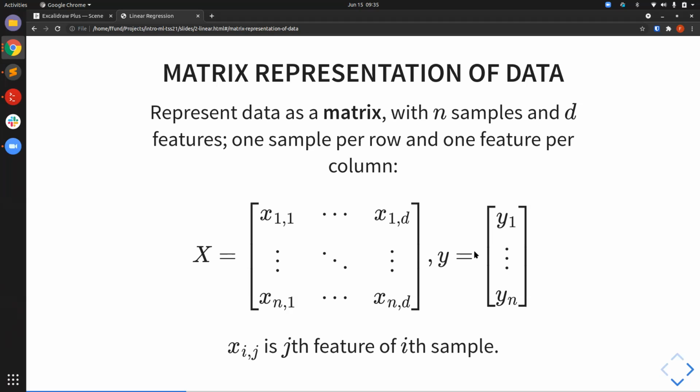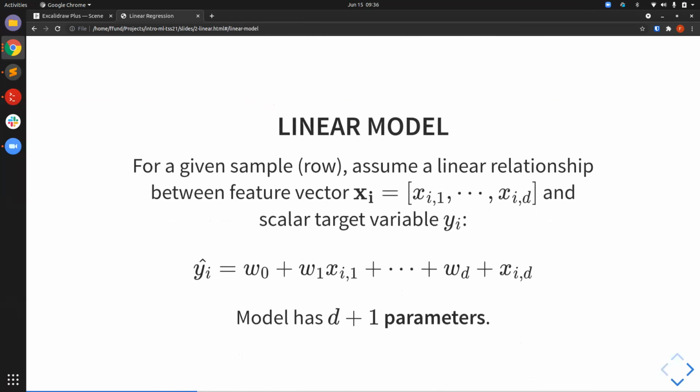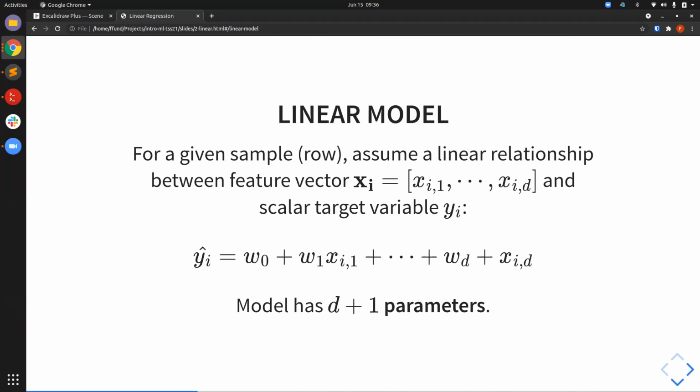Now, we want to represent the relationship using a linear model again. How do we represent this relationship with a linear model? Well, we're going to need some more parameters. So our previous model had just two parameters, an intercept and a slope.